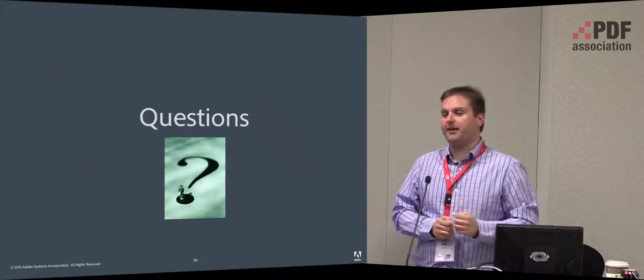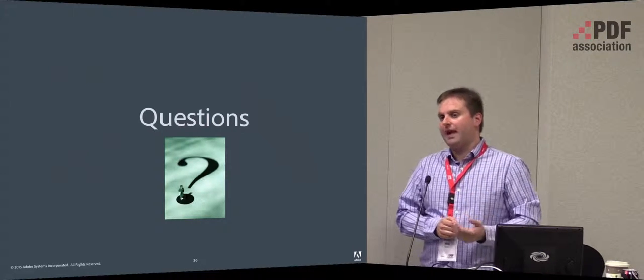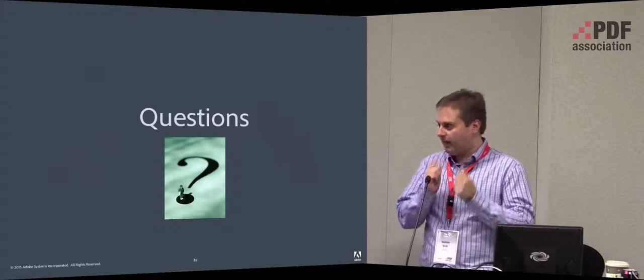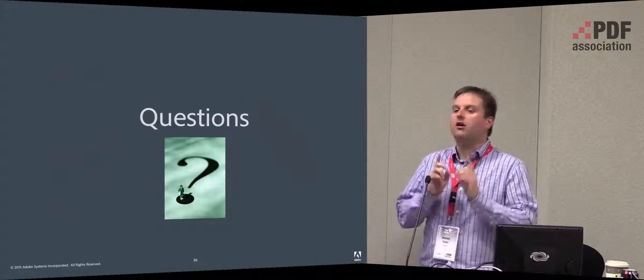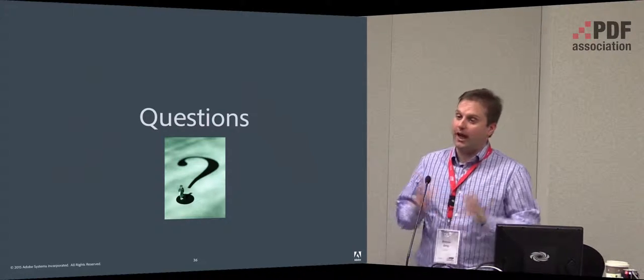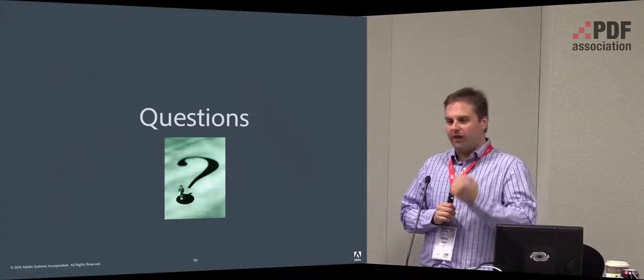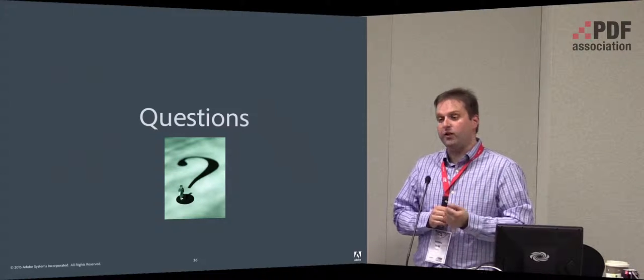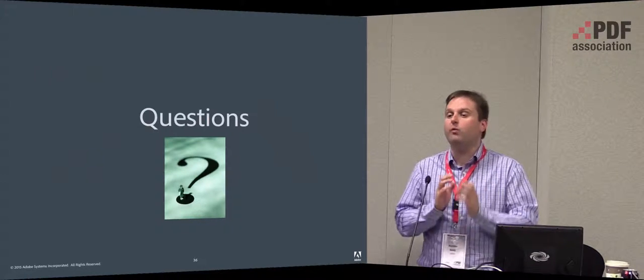PDF/UA goes beyond that. The XMP metadata stream actually has a way of identifying that it claims to be a PDF/UA compliant document. It doesn't guarantee it because you could lie, but if you see that flag in the metadata stream, again, you not only know it's tagged, but really well tagged, hopefully.